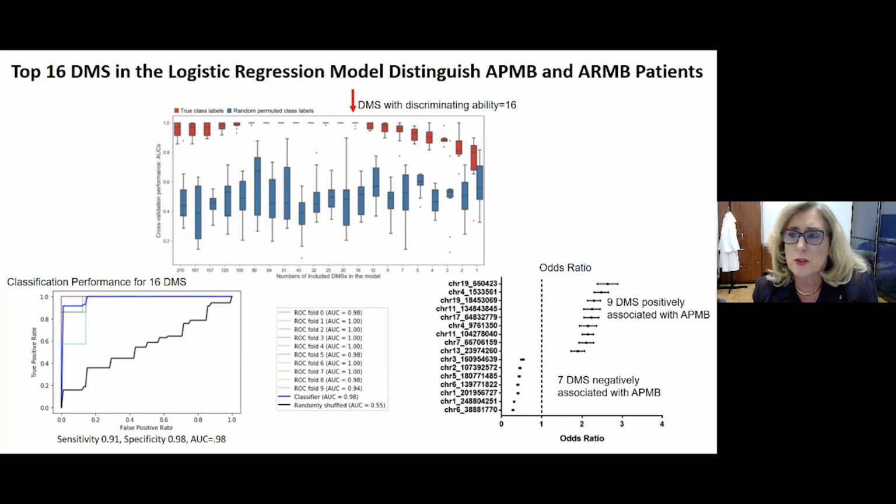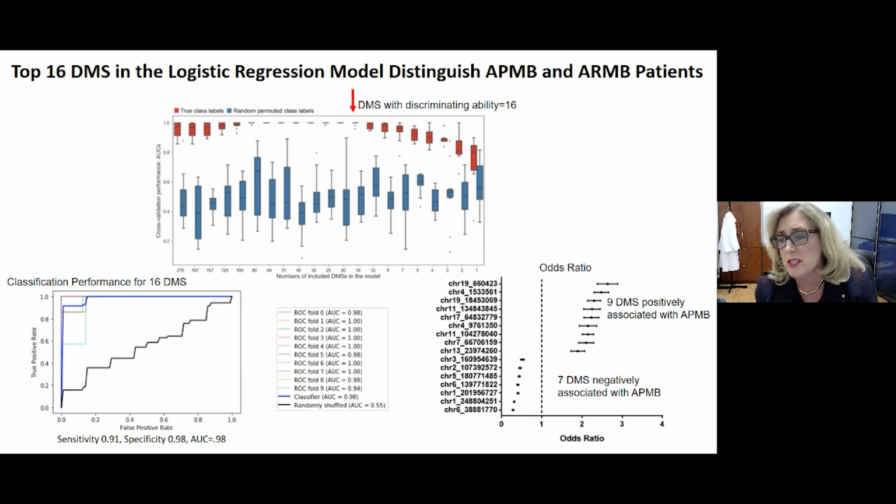So we wanted to further look at these DMS to determine whether they could improve the classification to distinguish the resolvers from the persistent infection. As I mentioned to you, a major goal of this project was to determine whether, at the time of diagnosis of the infection, we could identify patients who were going to go on to have persistent infection. And we identified 16 DMS that were able to discriminate persistent infection from resolving infection with a classification performance of a sensitivity of 91 and a specificity of 98. Area under the curve is 0.98, as I mentioned.